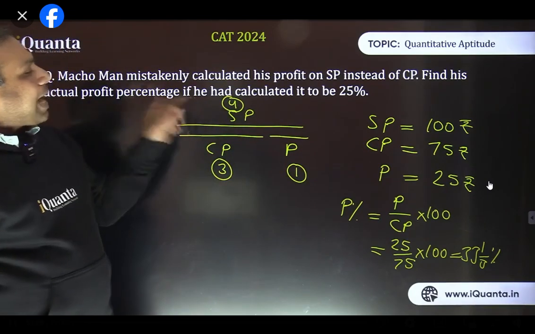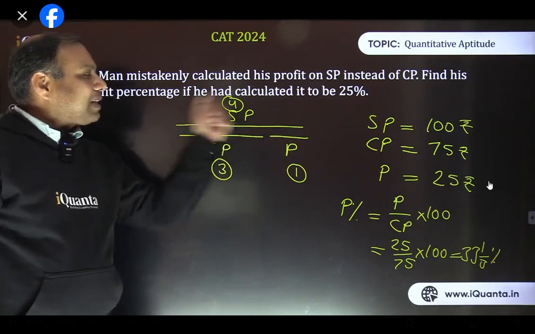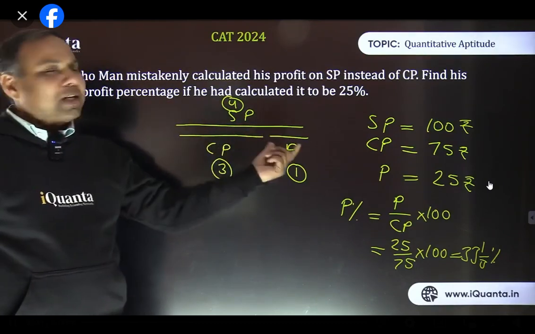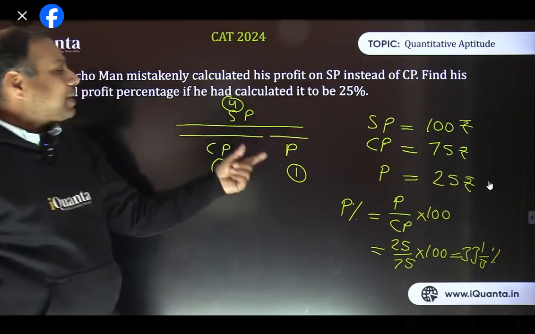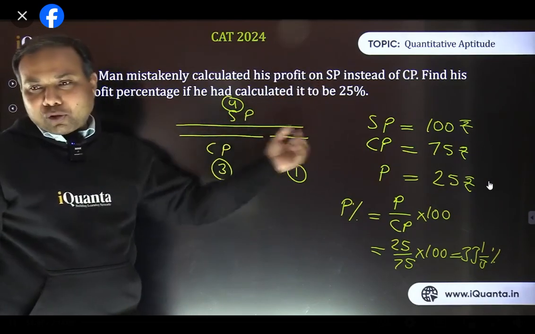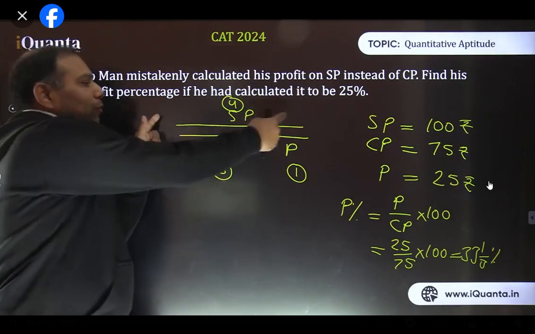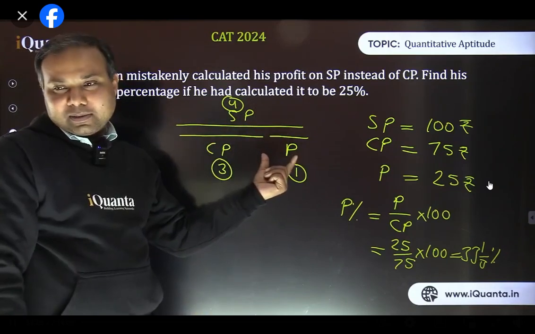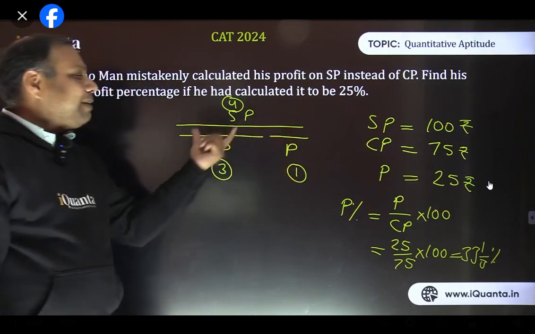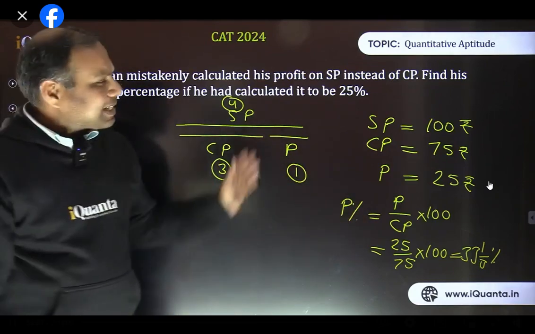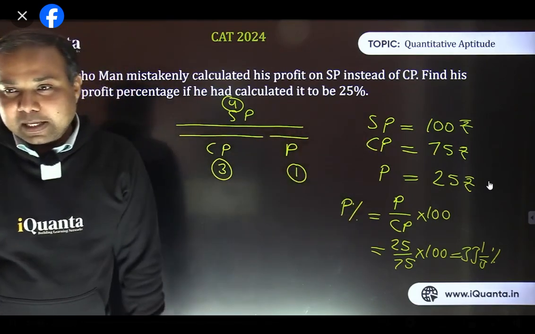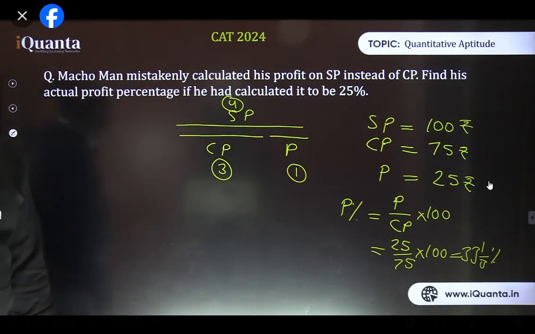So it is given that SP, CP and profit are related like this: SP is equal to CP plus profit, isn't it? Now what is given is that profit is 25% of selling price, that is 1/4 of selling price. So if SP is 4 parts, then profit is 1 part, and CP is the remaining 3/4 part. So that's how we did it. It's exactly the same thing. There's not much difference.